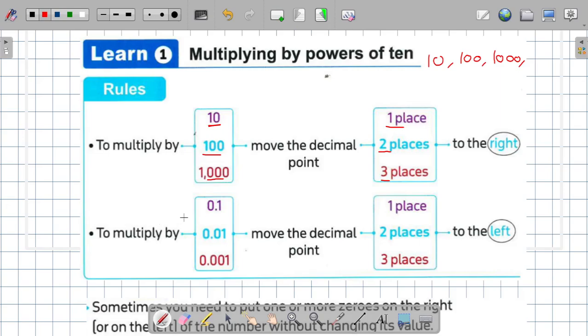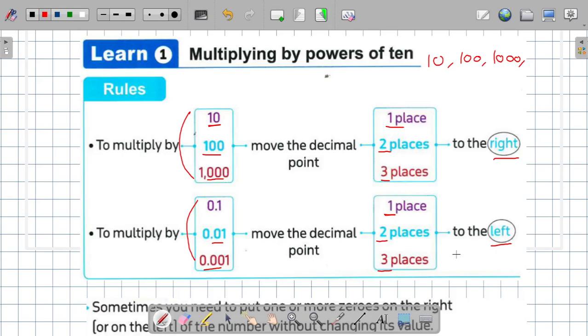But if I want to multiply by a decimal fraction like 1/10 or 100th or 1000th, I will move the decimal point to the left. So if I want to multiply by 1/10, I will move the decimal point one place. If I want to multiply by 100th, I will move the decimal point two places. If I want to multiply by 1000th, I will move the decimal point three places, and all of them to the left. So if I want to multiply by a whole number, I will move the decimal point to the right. And if I want to multiply by a fraction, I will move the decimal point to the left.